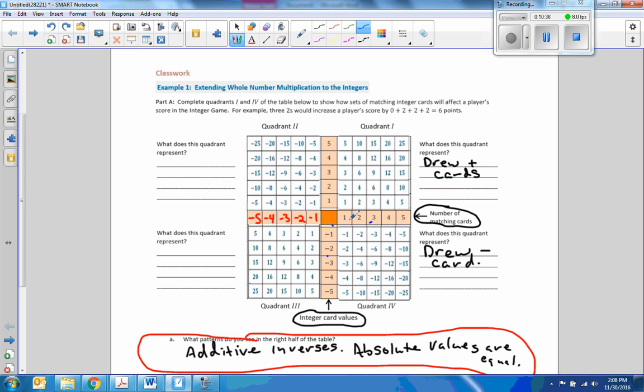So quadrant 2, this means to draw how many? Number of matching cards. That means to draw, and that means the card value. So drawing 2 negative 2s will decrease my value by 4.